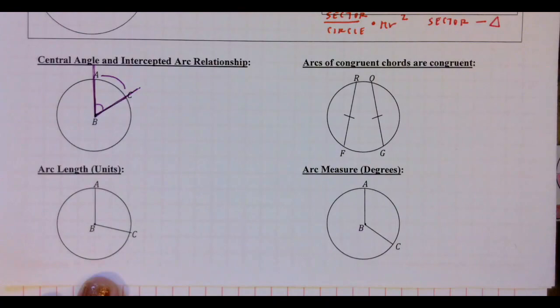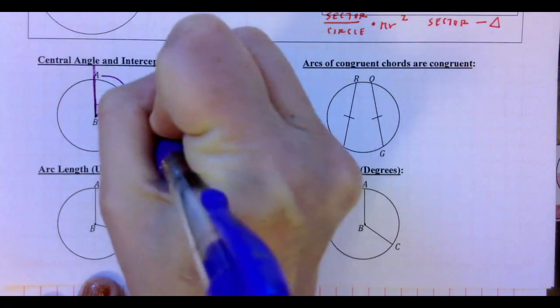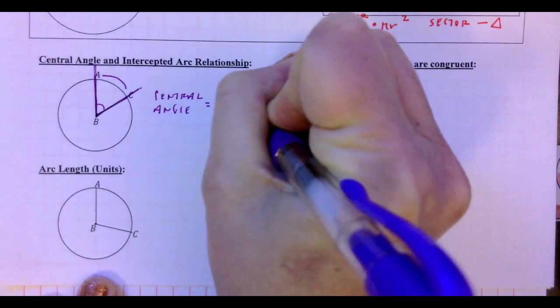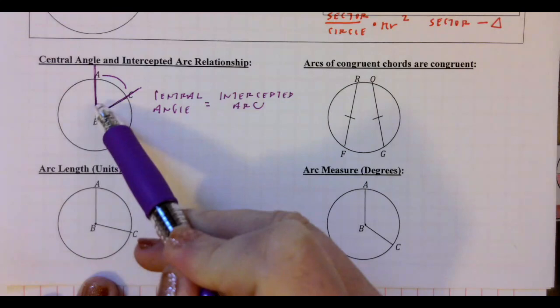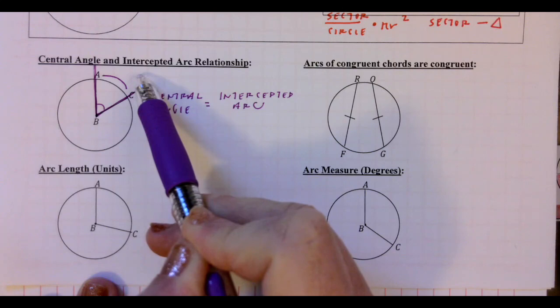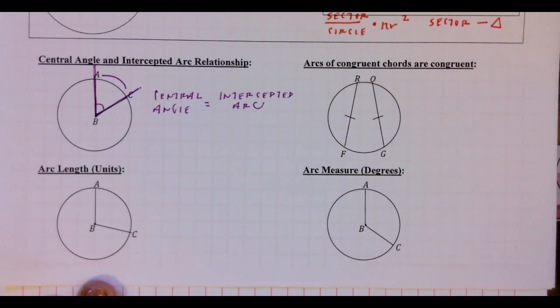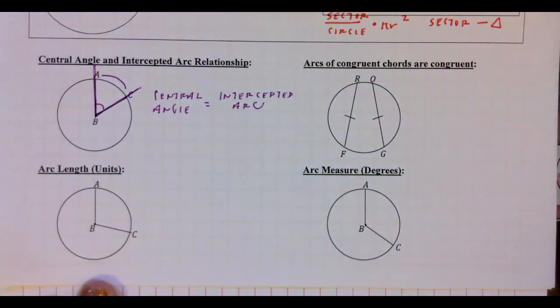So here, this one is pretty clear cut. Our central angle, whatever that measure is, it's always the same as the measure of the intercepted arc. So central angle, same measure as the intercepted arc. So if this was, say, 70 degrees, this would be 70 degrees. If this arc was, I don't know, 85 degrees, this angle would be 85 degrees. They're always going to be the same when it's a central angle. Again, the vertex right here is the center of the circle.